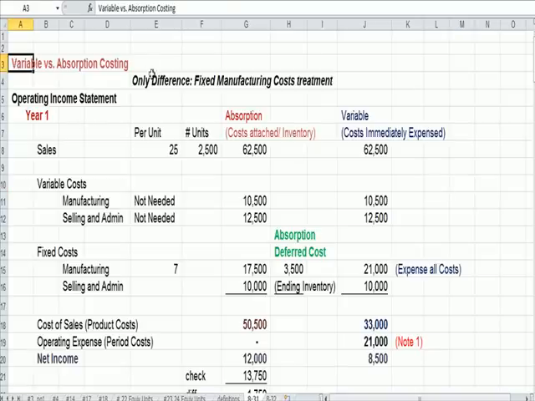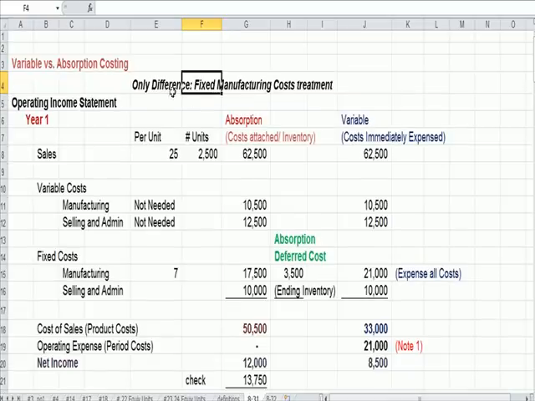First of all, what's the difference between the two? The only difference is how fixed manufacturing costs are treated. That's the only difference. Under absorption costing, fixed manufacturing costs get attached to the inventory.